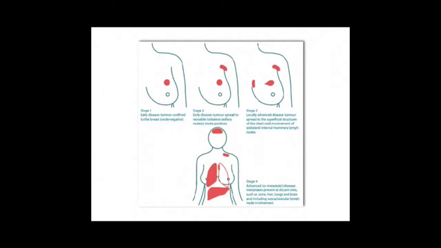In stage 3, representing locally advanced disease, the tumour has spread to the superficial structures of the chest wall, so will move when the lady goes through a different movement on the inspection phase of the examination. And there's also involvement of the ipsilateral internal mammary lymph nodes. And this will probably have to be detected on CT. In stage 4 disease, there is advanced, usually metastatic disease with metastases at distant sites. And the most important distant sites to be aware of in the context of breast disease are the liver, the bones, and the lungs.